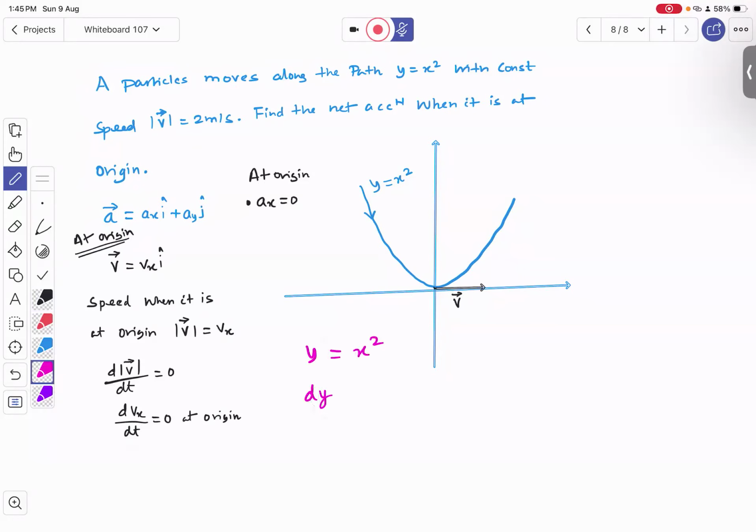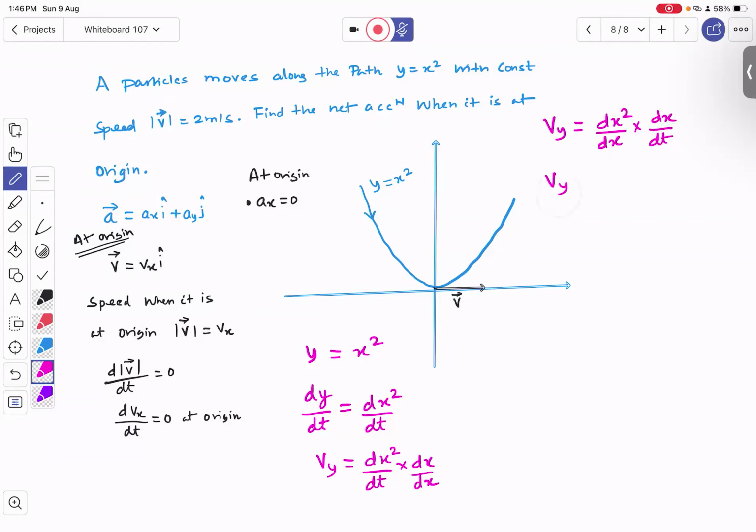So dy by dt I have to find, then only I can find Vy. That will be the differentiation of x square with respect to t, and this is Vy. But to find it out, I have to find the differentiation of x square. For that, I will multiply and divide by dx, and after that we get Vy equals differentiation of x square with respect to x into differentiation of x with respect to t. So Vy becomes 2x into Vx.